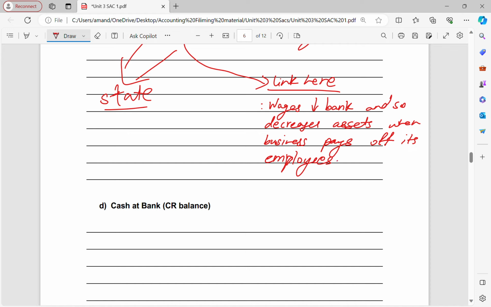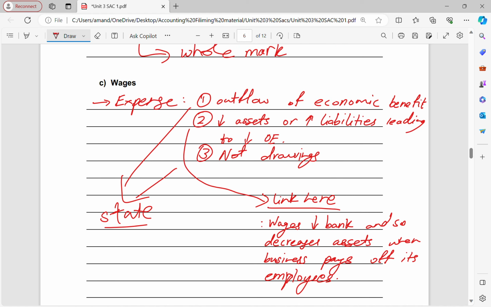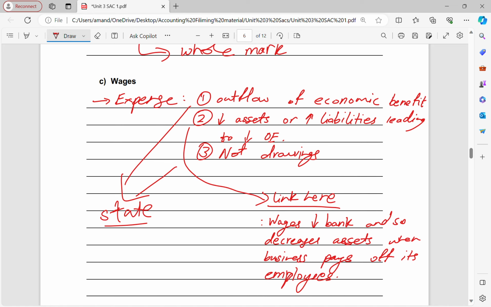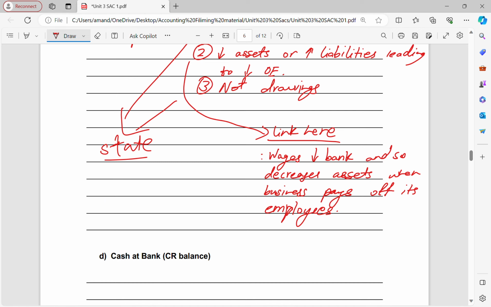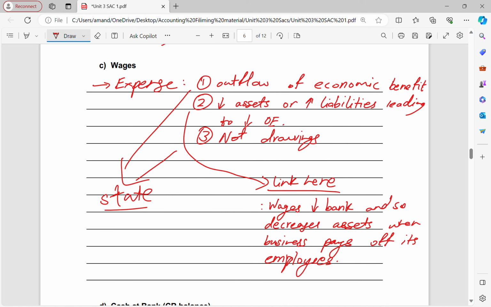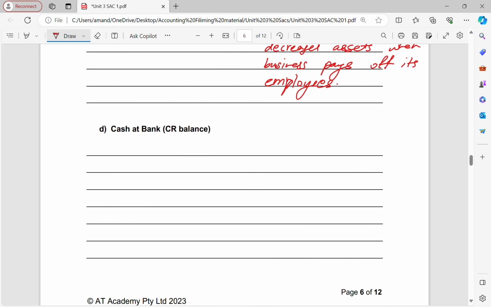Right, cash at bank. Alright, so some of that, just link it to the three things in the definition. Get them all. It's more straightforward, these ones. Expense and revenue, it's just the definition. You just need to know your 3 points. Link it in, especially in the second point, even for the top one. Link it in. Right, cash at bank credit.